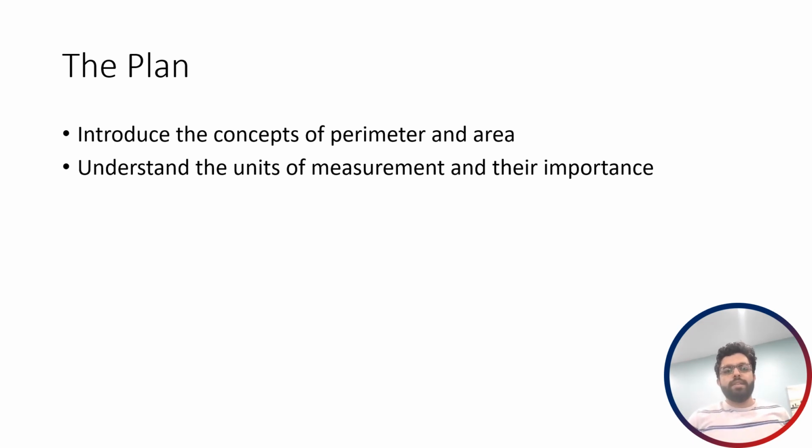So the plan for today's lesson is pretty much just that. We're going to talk about perimeter and area and what they are. And then we're going to take some time to try and understand the units of measurement that we use when we're talking about area. It's important for perimeter too, but the units for perimeter are things we've seen before. We'll talk about units a little bit later on, but we'll start with just understanding what perimeter is, what area is, and then we'll get into the units after that.